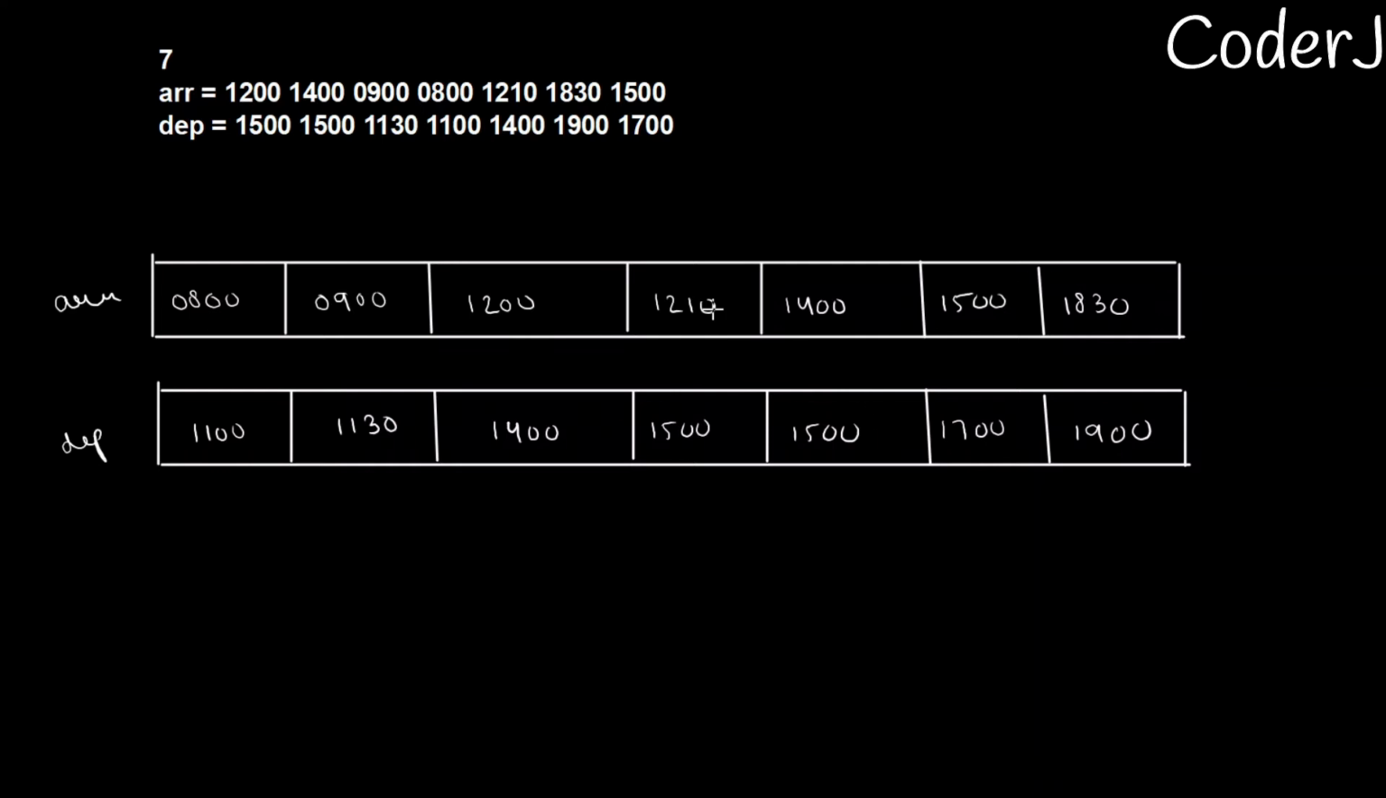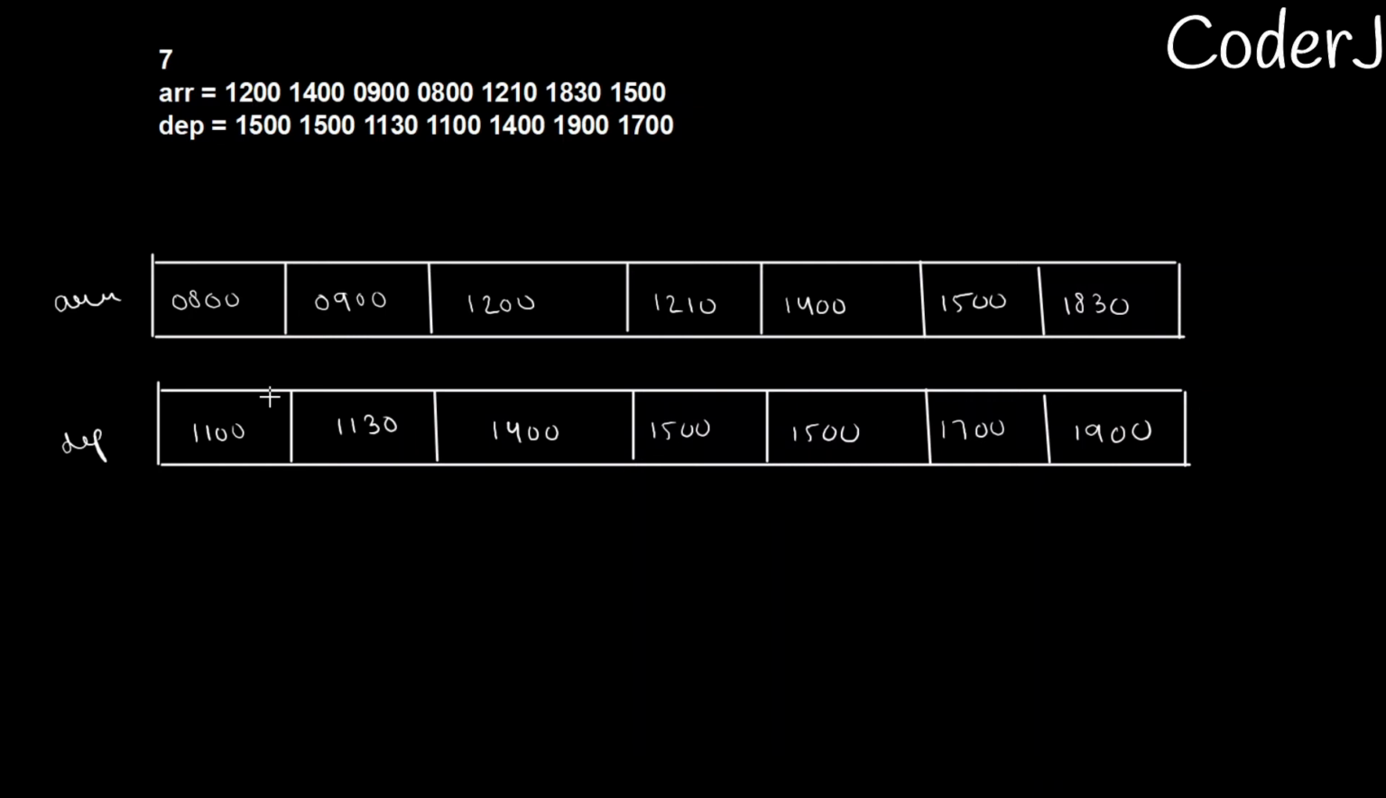That is, before the arrival of the next train, has any train departed? Doesn't matter which train, but has any? That is the only question that you need to ask. That is the one line that we'll be using to solve this whole problem. So let's try to solve this question using this line.